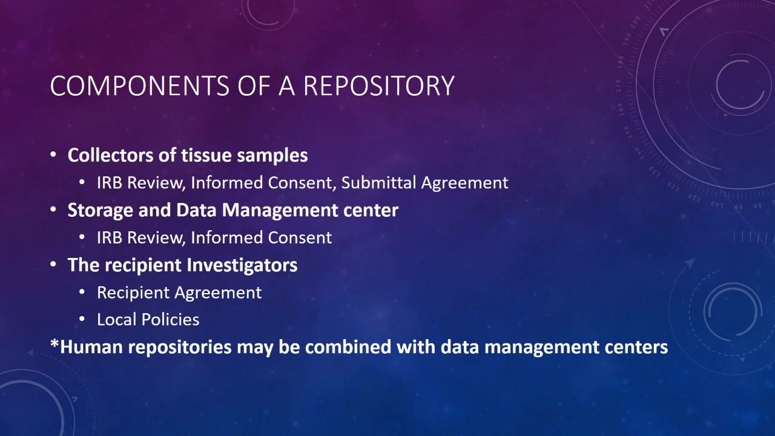The components of a repository are as follows. Collectors of tissue samples, which the IRB reviews, informed consent, submittal agreement. Storage and Data Management Center, IRB review, informed consent. The recipient investigators are the recipient agreement and local policies. So all of that has to be put together for a repository. And human repositories may be combined with data management centers. So all of this could be combined together for a human repository.